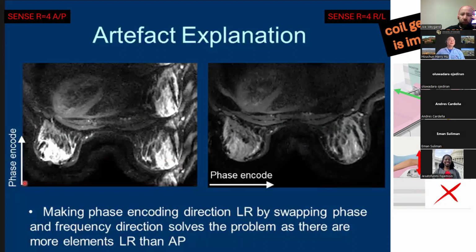So if you mistakenly put the phase encoding direction or the accelerating sense direction in the AP direction, it will fail because you can see the breast that's ghosting here, the inability of the coils to resolve the aliasing. So here, by same person, same anatomy, same scan, just by changing the sense acceleration factor to left and right, you can easily do the scan without having any artifacts. So again, coil geometry is important.